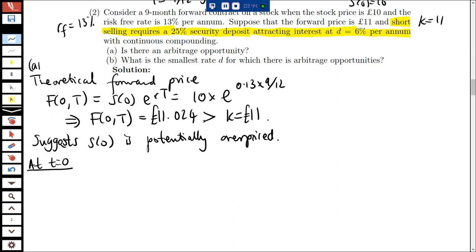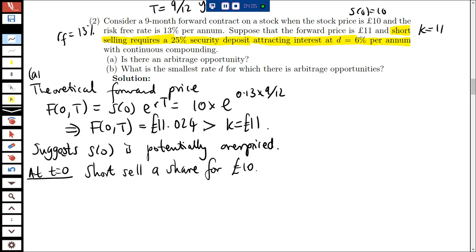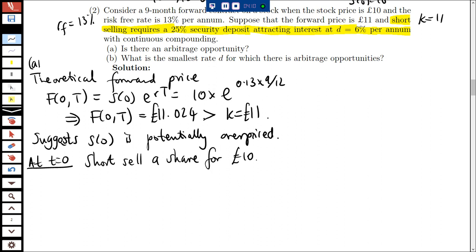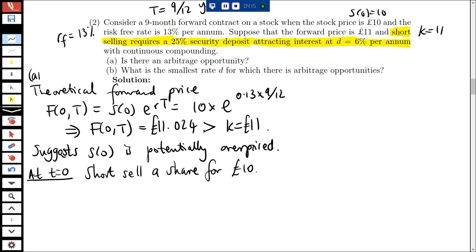Okay, so the stock we think is overpriced, so we should short sell it. So we short sell a share for the price today, £10. And if we're shorting the stock, we need to do the opposite with the forwards to remove any risks coming from market volatility. So we're going to buy the forwards, but firstly, let's just read this.